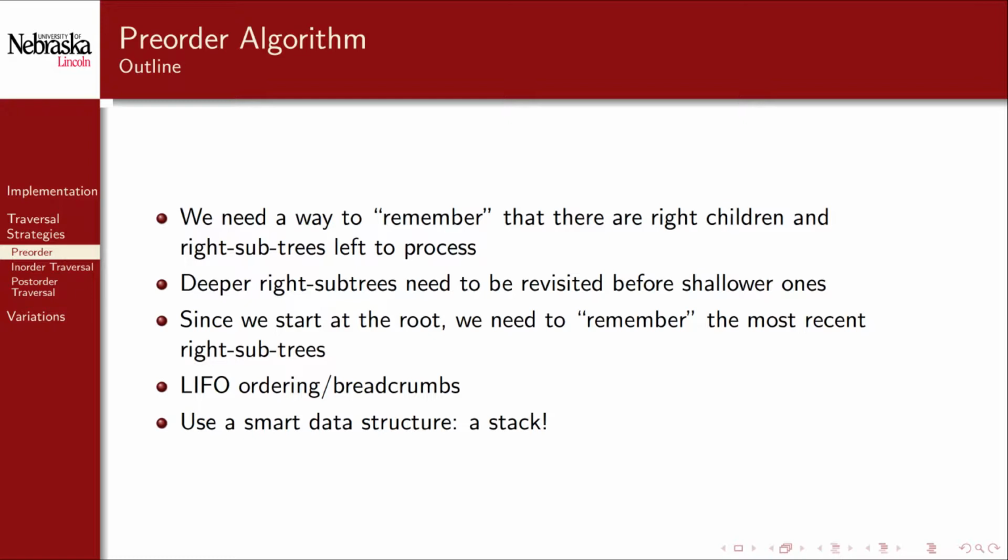Not only that, but as we saw, right children and trees deeper in the tree need to be processed first before returning to those that we skipped shallower in the tree. Since we start at the root, we need a way to remember the most recently encountered right children in trees. That is, we need a way to keep track of where we've been, or breadcrumbs, so to speak. A stack-based data structure gives us exactly what we need with its LIFO ordering.